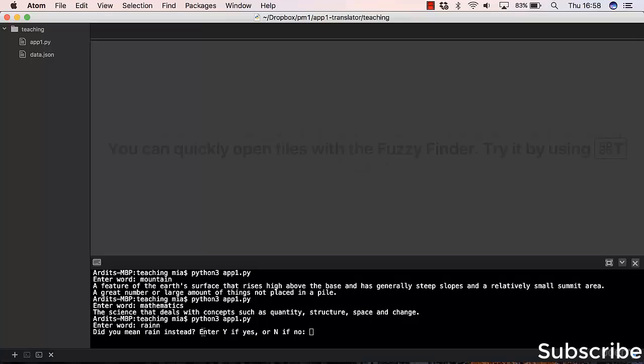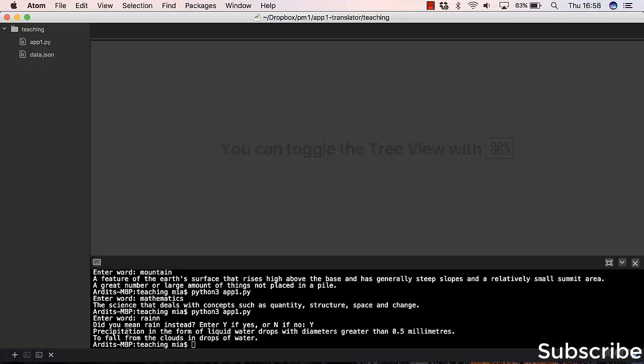So it's quite an intelligent program that guesses the word that the user may have had in mind when typing the word. So enter Y if yes, if you meant rain, or N if no. Oh yeah, I meant rain, so Y. And you get the definition for rain, which happens to have two definitions. This is the first one, and this is the second one.